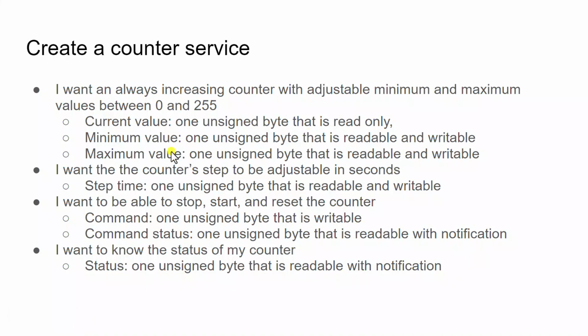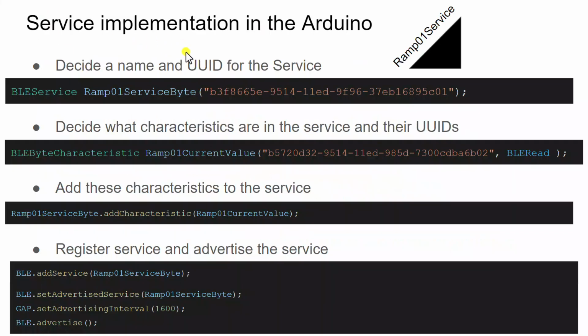To be able to take this and map it to the Arduino world, we can do the service implementation here. The basic procedure is first deciding a name and UUID for the service. I called it ramp because I thought of the counter counting upwards like on a ramp. And I have in the code two of these ramp counters, just demonstrating that you can have multiple services doing the same thing but with different counters.